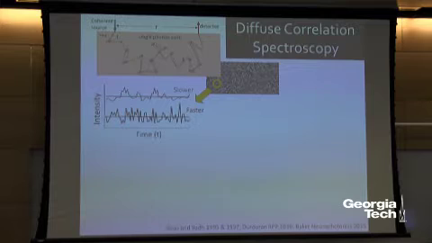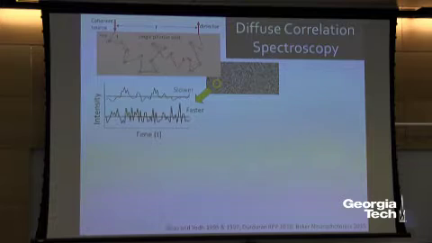We have a very small detector fiber and we sense one of these speckles and we track its intensity as a function of time. If all the light scatterers in your tissue were totally static, then the intensity would just be constant, right? But when the scatterers start to move, you'll start to see small fluctuations in intensity. And as they move faster, those intensity fluctuations speed up.